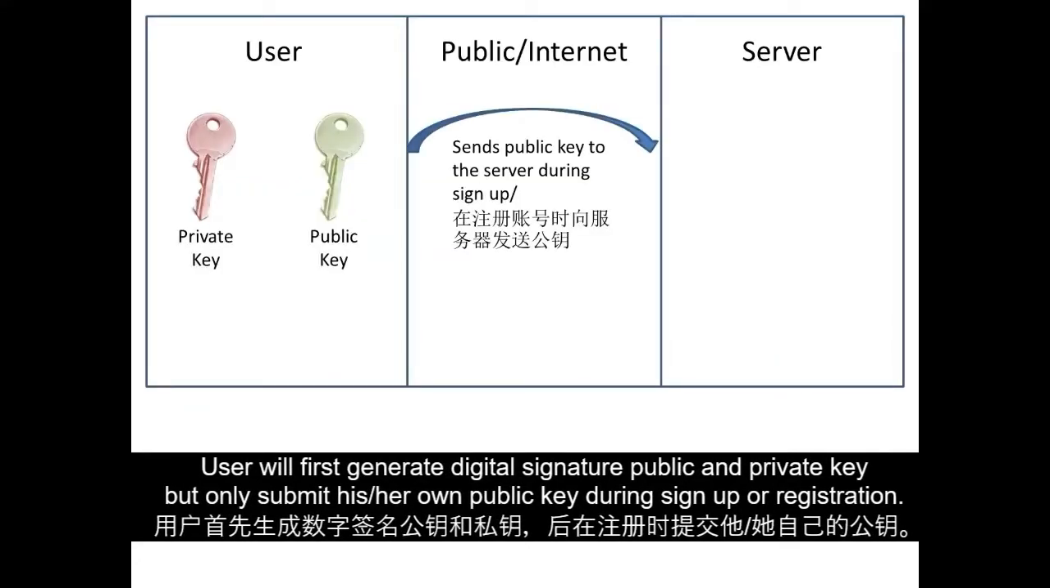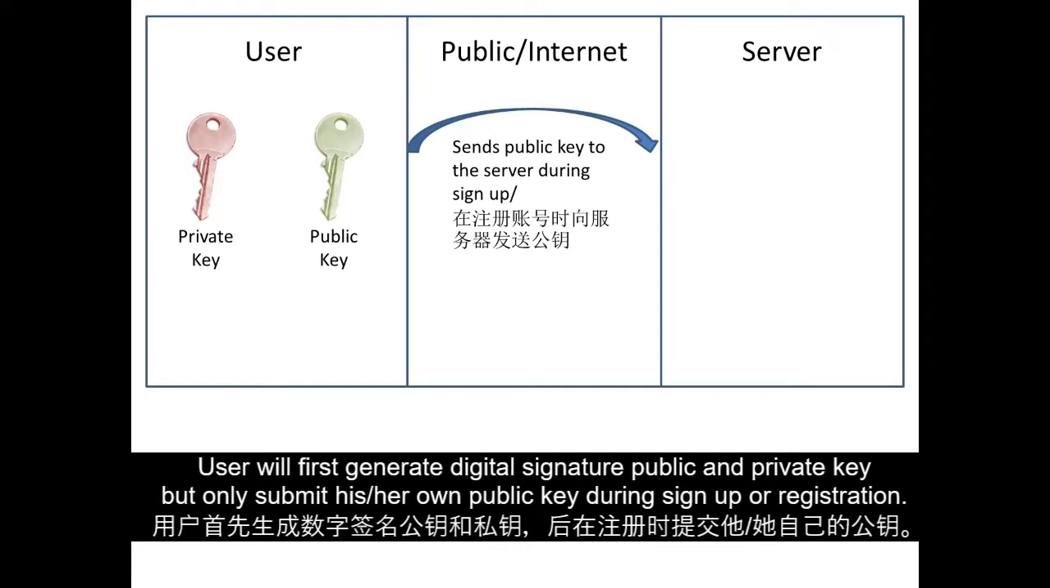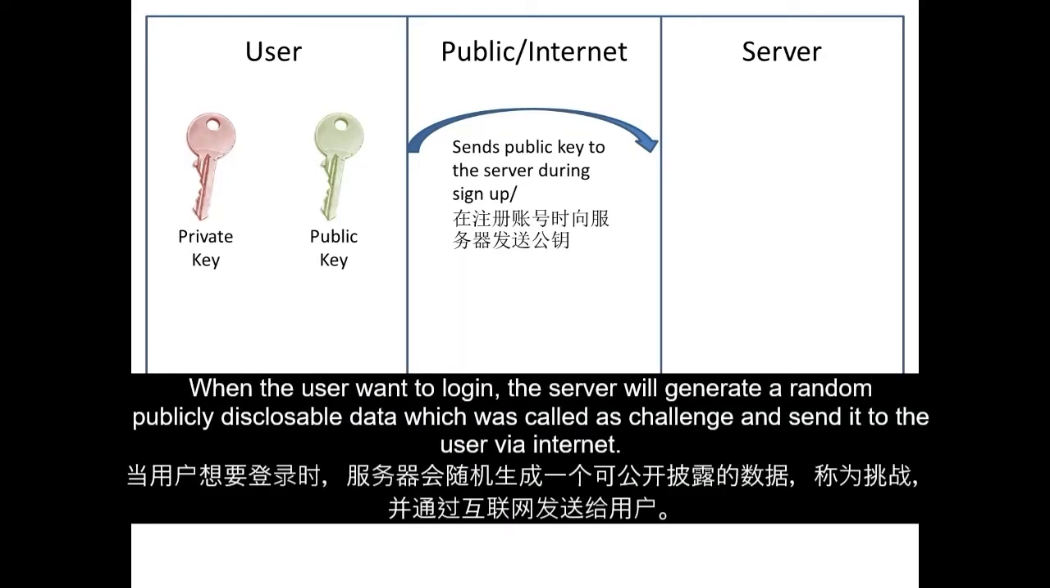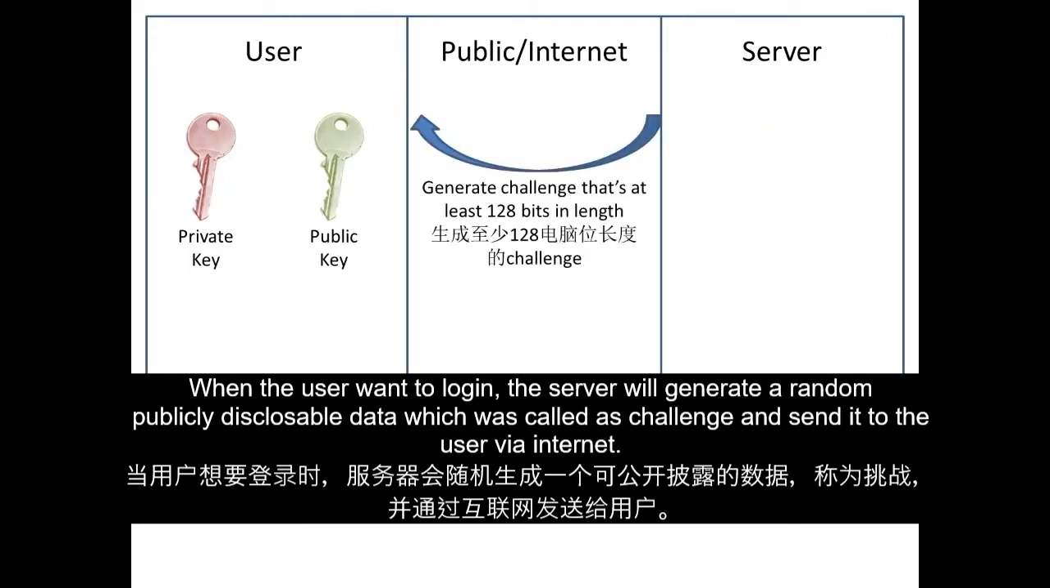The user will first generate a digital signature public and private key, but only submit his or her own public key during sign up or registration. The server now has the user's public key and it is stored inside its storage. When the user wants to log in, the server will generate random, publicly disclosable data, which is called a challenge, and send it to the user via the internet.